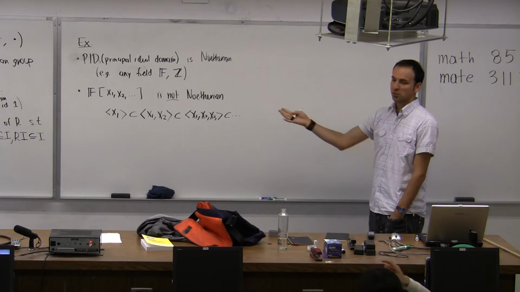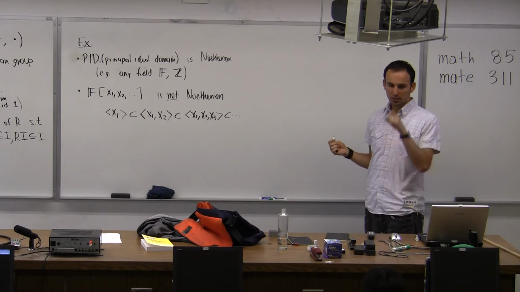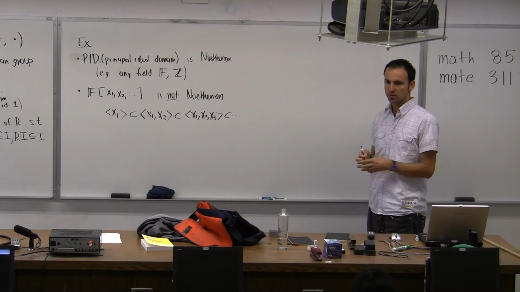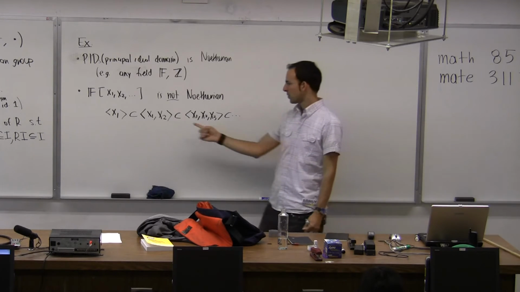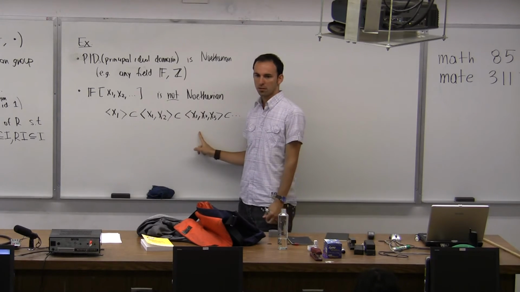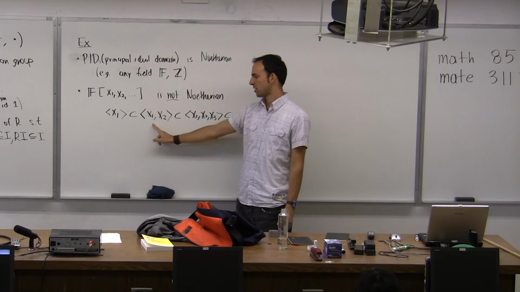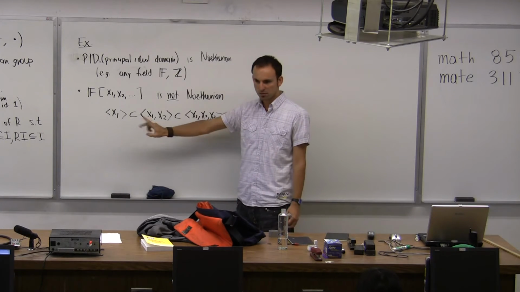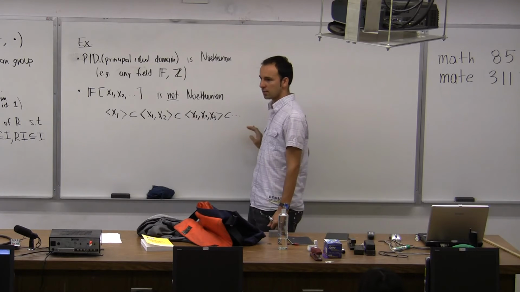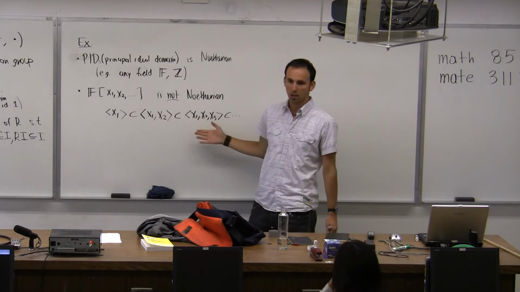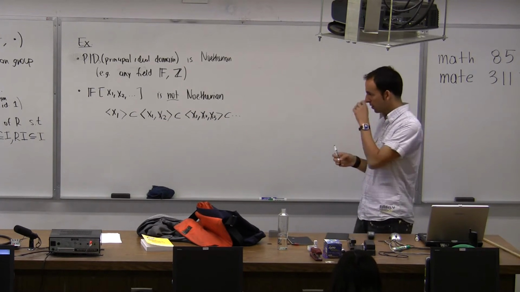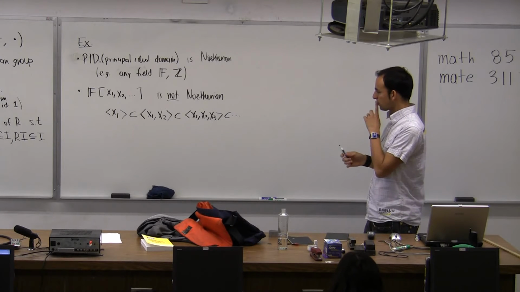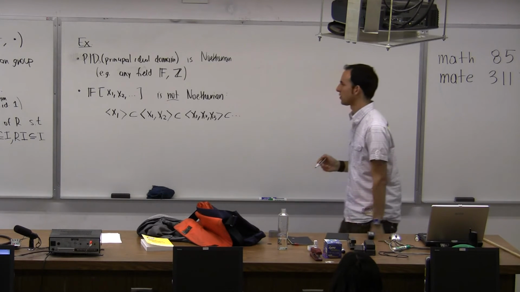I claim that, well, first of all, this looks infinite, but I claim that no two of these are equal to each other. How do I know, for example, that these are not equal to each other? Well, because x3 lives here and x3 doesn't live here. So this is really a strictly increasing chain and it's infinite. So that means that this cannot be Noetherian. So that's why.